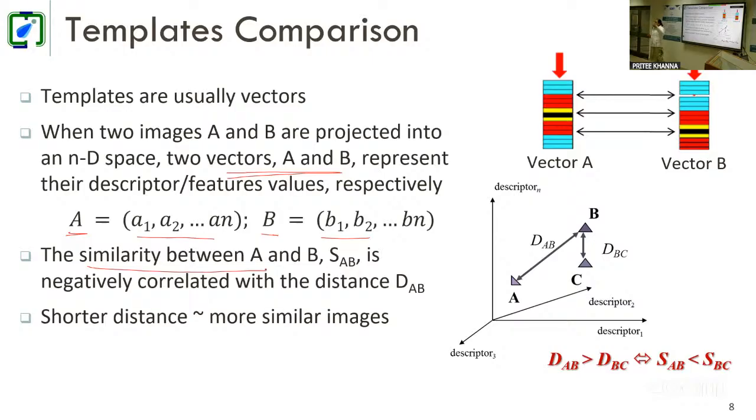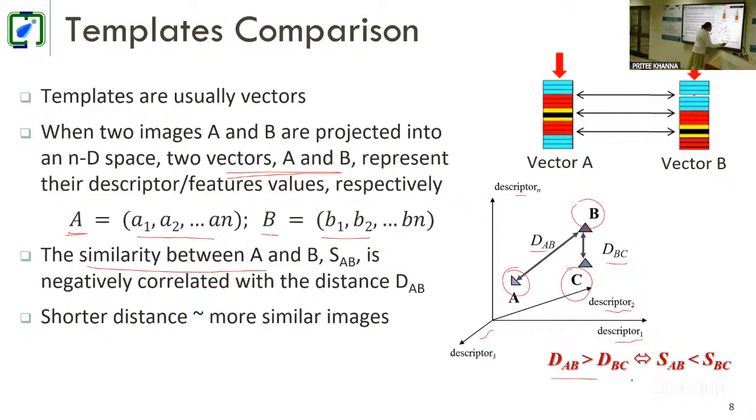You know that simple thing, how we calculate the distance between 2 points. Similarly, we can calculate the distance between 2 points in the n-dimensional space. Here you can see this example: descriptor 1, descriptor 2, descriptor 3, descriptor n. This is your first descriptor, this is your second, this is your third. Now we can calculate the distance between A and B, and the distance between B and C.